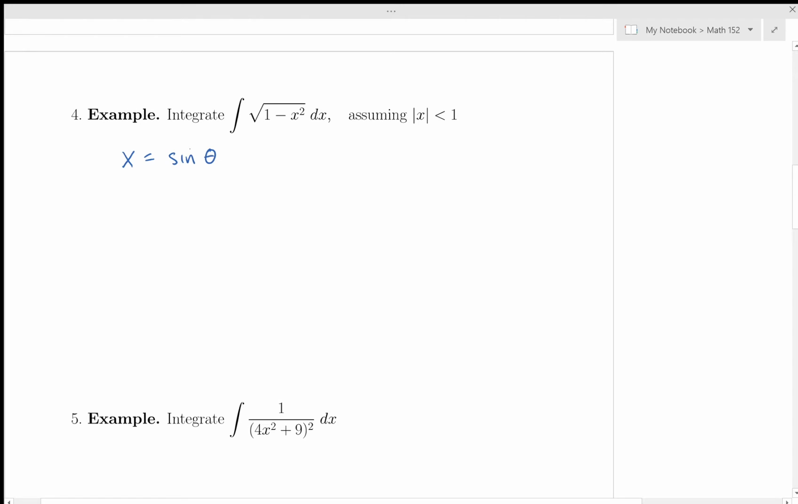So our new variable is over here on this side, and our old variable is over here. That is opposite to what we have been doing before. So that's sort of the big idea.